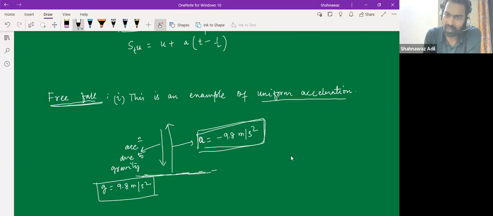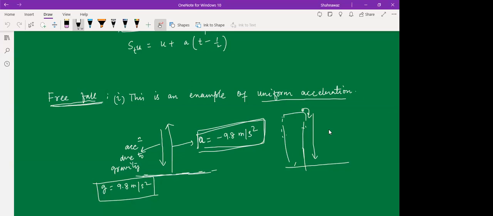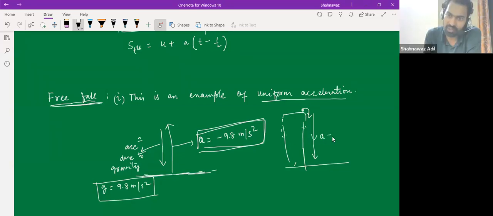Let's say you are on a roof, and this is some building, and you throw some object from here. Now, is this working against the gravity or in the direction of the gravity? In the direction of the gravity. So in this case, the acceleration will be positive. We should write it.